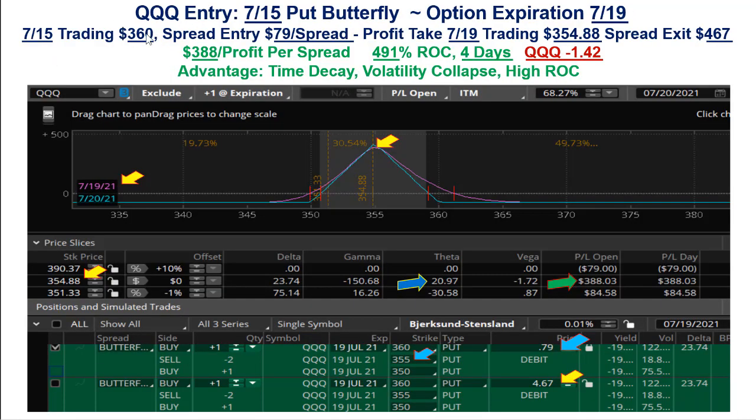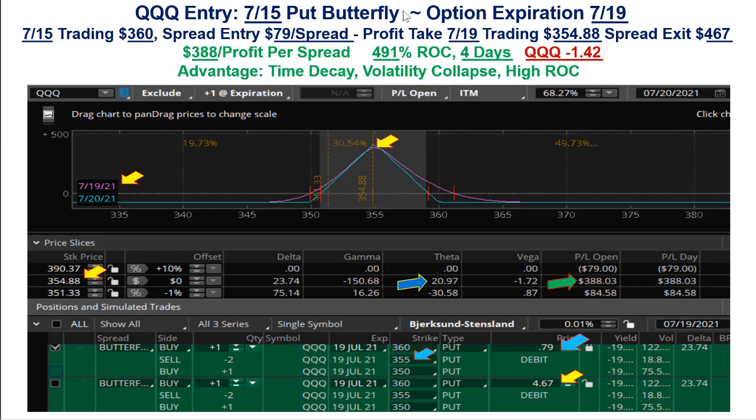On the 15th, the QQQ was trading at 360. Spread entry was at $79 per spread, down here, 79 cents. Then on Monday the 19th, the market hit down hard and was trading at $354.88. At that point, the spread was at $467. So it went from 79 cents, or $79, to $4.67, or $467 per spread. That is your profit of $389 per butterfly spread, a 491% return over 4 days.